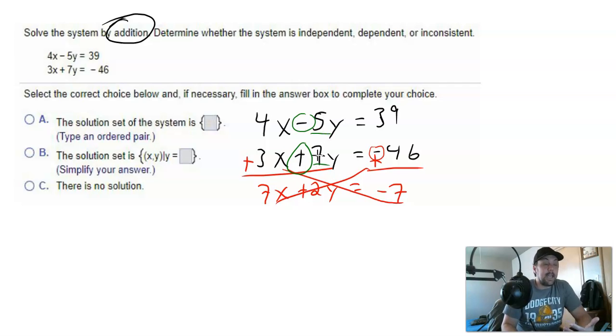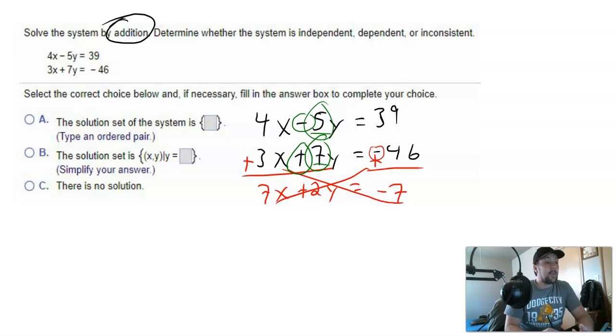But instead, what I'm going to have to do is change both of these numbers. It's just like doing a common denominator. You have 5 and you have 7. What's a common number that these can both be multiplied up to? What would the common denominator be for 5 and 7? It would be 35. So that's our goal. I want to turn both of these numbers into a 35. That way they'll cancel each other out.